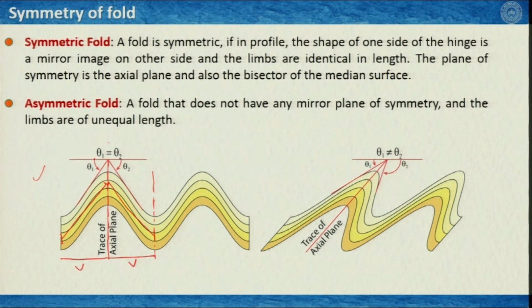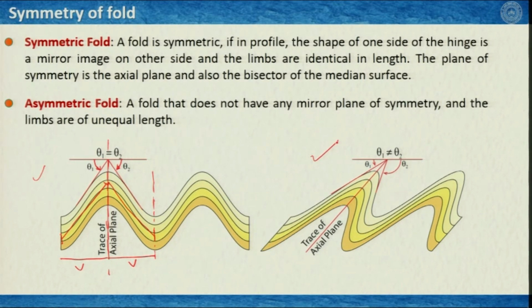Also, as this layer is mirror symmetric, if I consider this angle theta 1 and this angle as theta 2, in a symmetric fold, theta 1 should be equal to theta 2. And this plane of symmetry is the trace of the axial plane. We will learn later that this is also the axial planar cleavage.